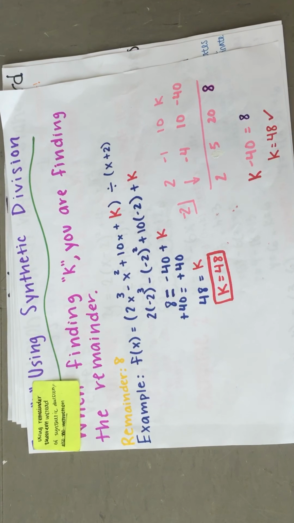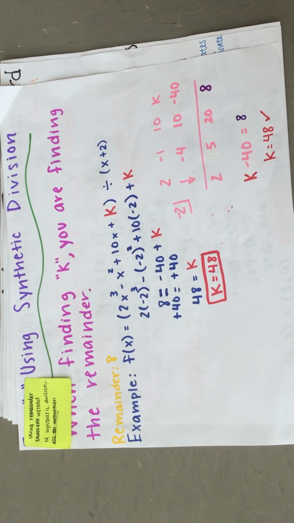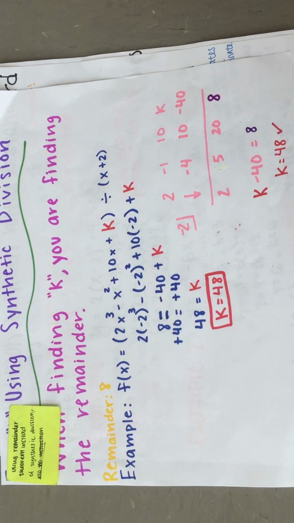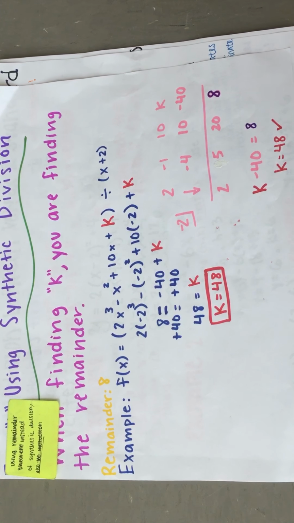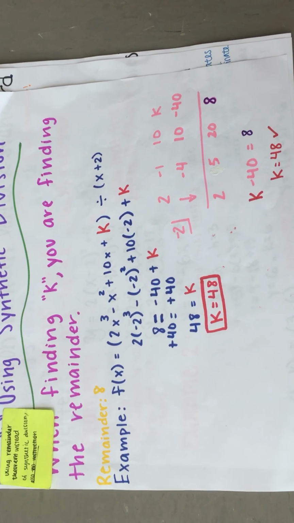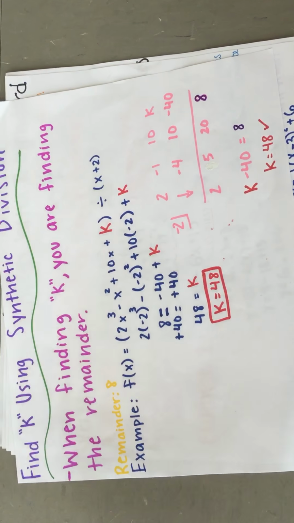Finding k using synthetic division. When finding k, you are finding the remainder. You are given a remainder of 8, and for example, f of x equals 2x cubed minus x squared plus 10x plus k divided by x plus 2.